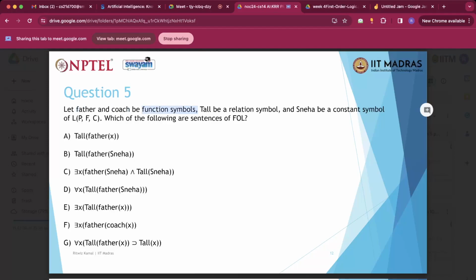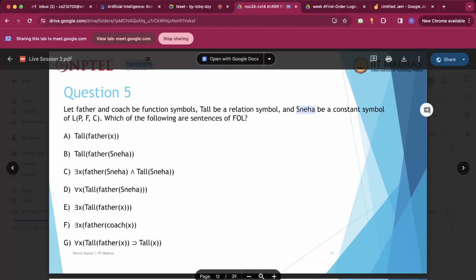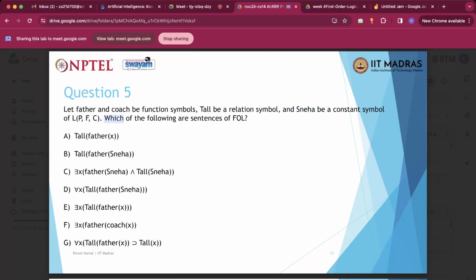Tall with a capital T, this is a relation symbol, basically means this is a predicate. Sneha is a constant symbol of LPFC. Now given this, which of the following are sentences of first order logic?